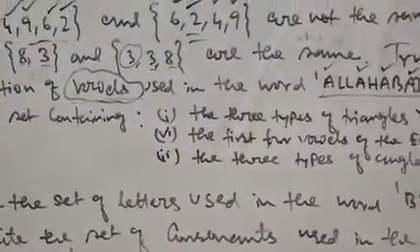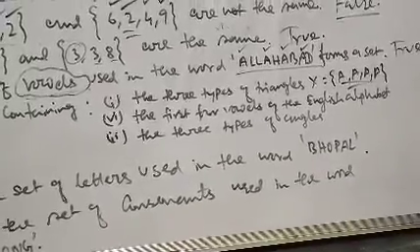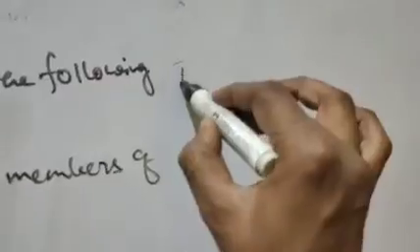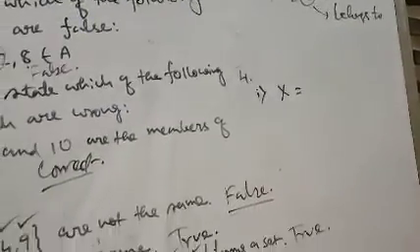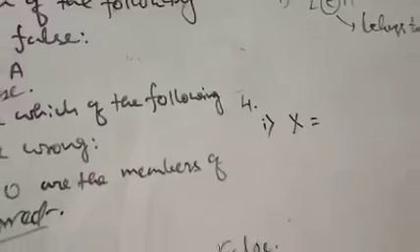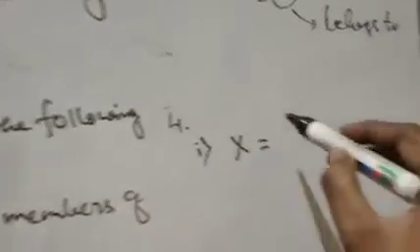Next, question number 4 says, write the set containing the 3 types of triangles. So, 3 types of triangles. Suppose the set is X. Suppose we have written the name of the set X. You can take A, B or any alphabet as the name.